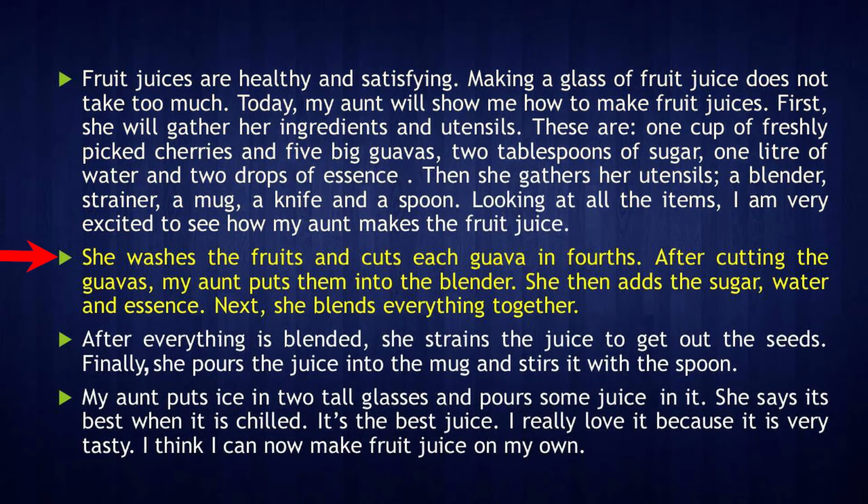She washes the fruits and cuts each guava in fourths. After cutting the guava, my aunt puts them in the blender. She then adds the sugar, water, and essence. Next, she blends everything together. After everything is blended, she strains the juice to get out the seeds. Finally, she pours the juice in a mug and stirs it with a spoon.